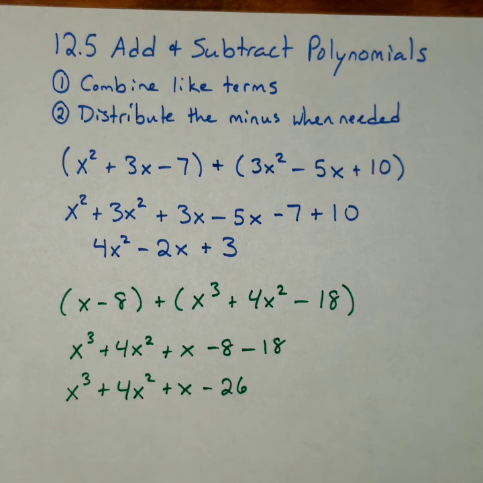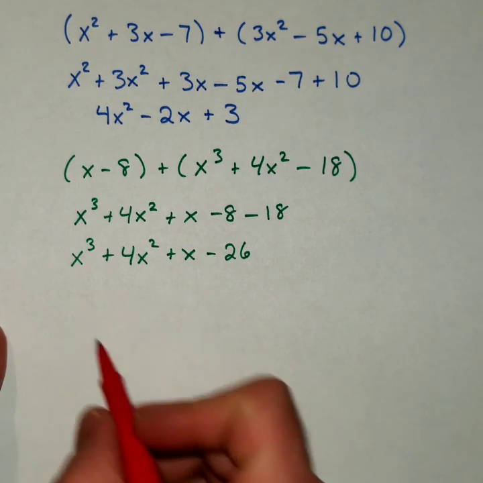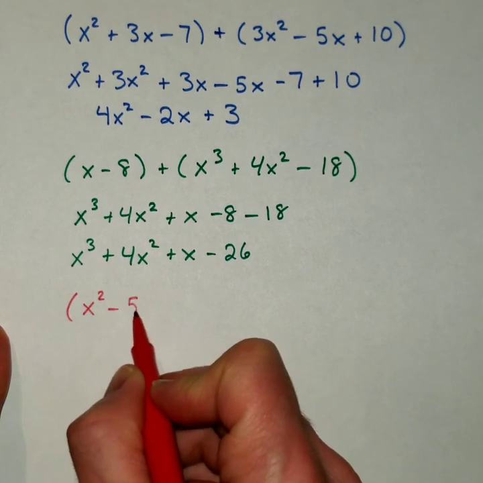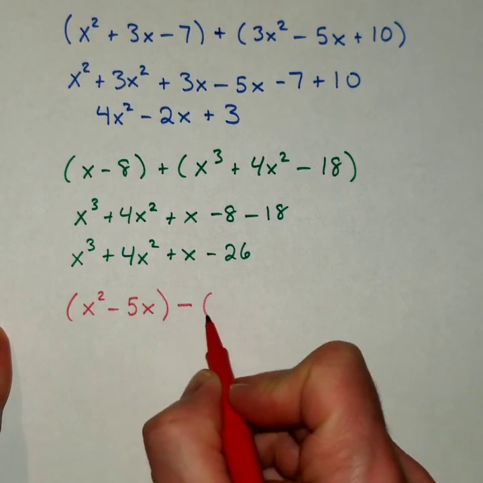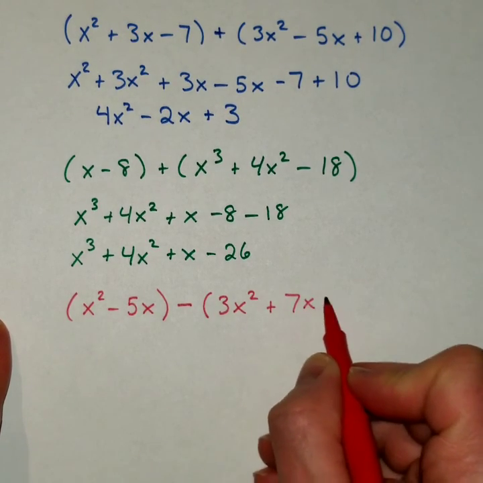So you've got to be very careful to combine like terms, but combine only the like terms. Don't combine things that shouldn't be combined. Okay, let's take a look at a couple of subtraction examples. I think the subtraction ones are a little bit trickier. You're going to see things like x squared minus 5x minus 3x squared plus 7x plus 1.